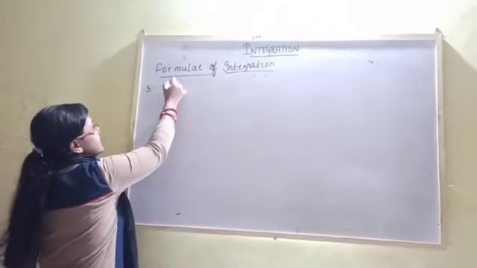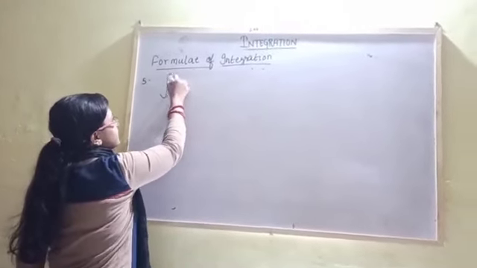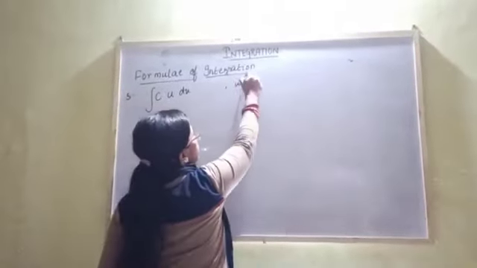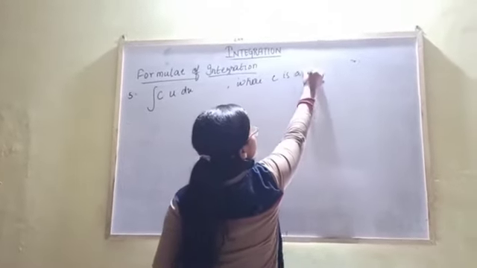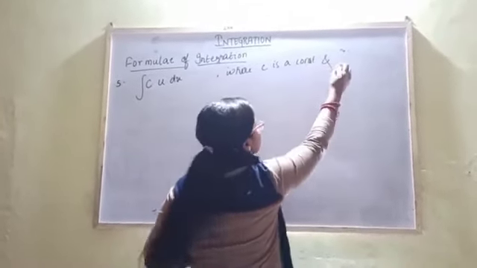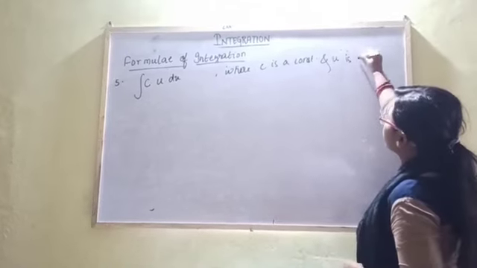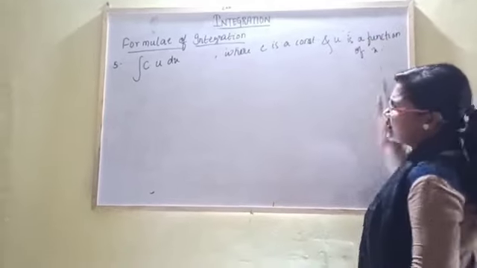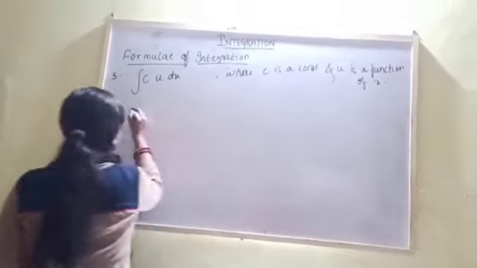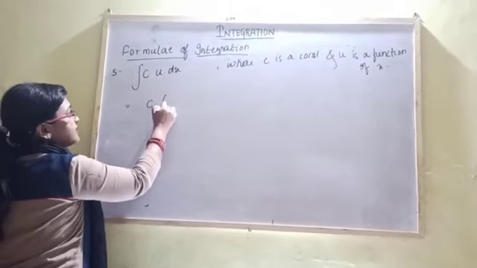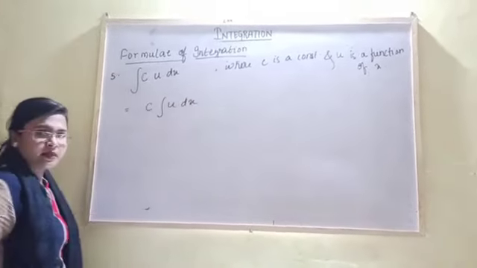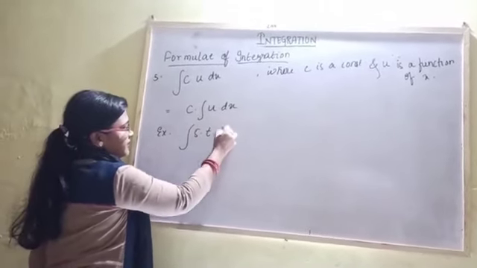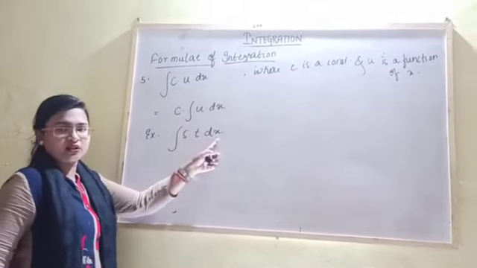Now, the 5th formula is integration of c u dx, where c is a constant and u is a function of x. Very simple, nothing to do. Take out the constant c, and integrate u dx. Example, if you are given 5t dx, where t is a function of x.